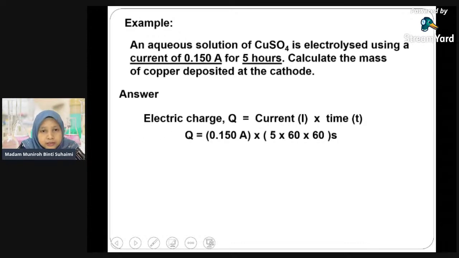So we apply the formula. So Q equals to IT. I is 0.15 ampere. Time is 5 hours, so we must convert to seconds. So times 60 times 60 to change the time to second. So we get the electric charge, Q equals to 2700 coulomb.